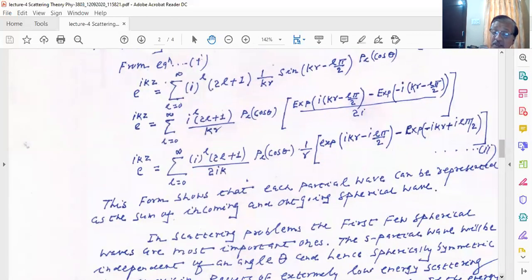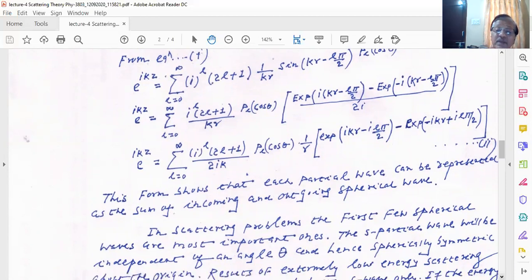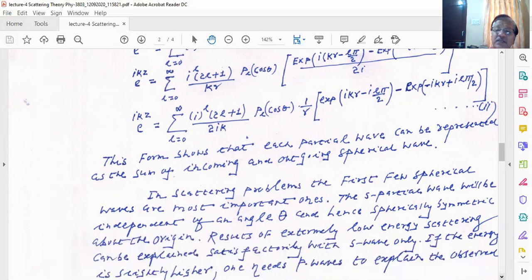We want to see the characteristics of this scattered wave, and that is why these S partial waves are very important, because the S partial waves are independent of angle theta, and hence they are spherically symmetric about the origin.